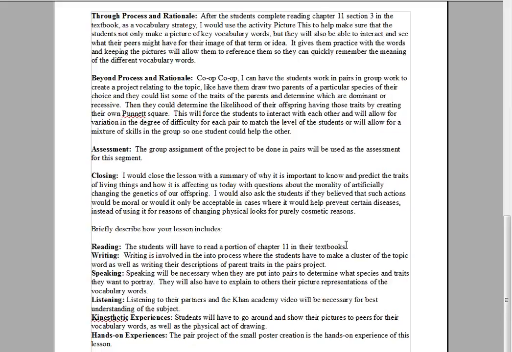And then finally, I would also have the students work in pairs to make a poster or something along those lines where they can make a Punnett square of whichever species they want, and then assign some traits that they would combine to create the possibilities of the offspring of those two parents.